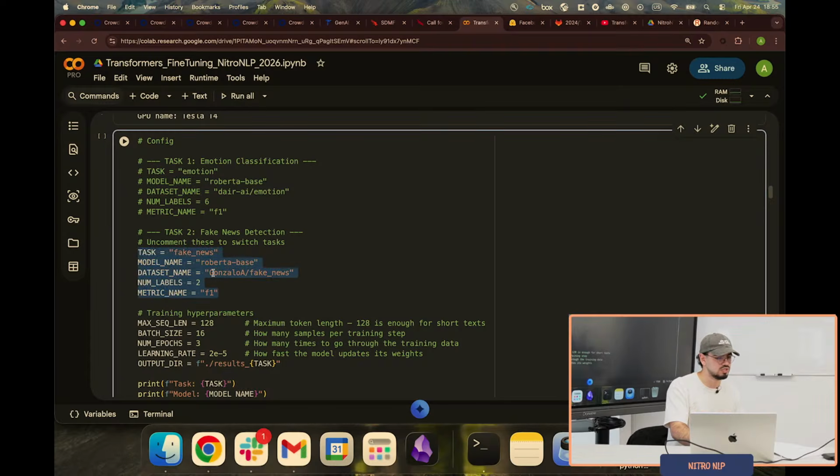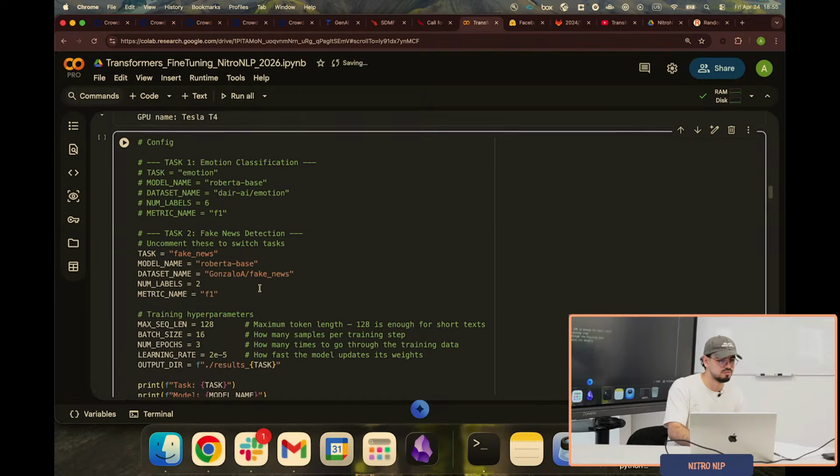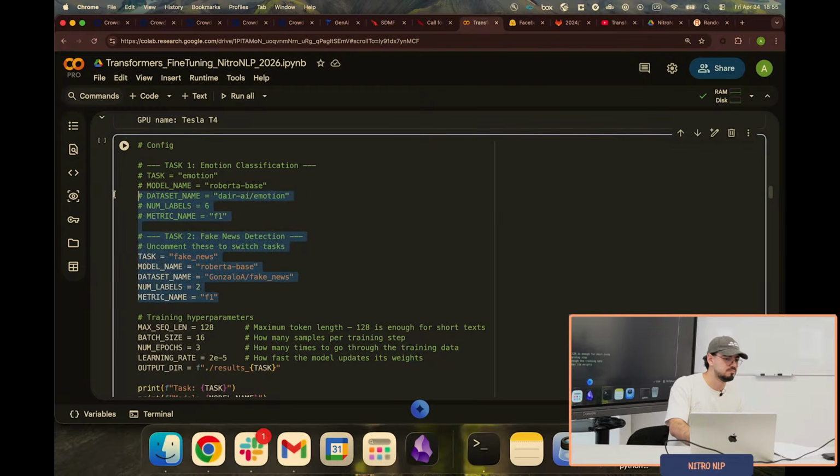and it goes to fake news. The only things that change are the model, the dataset name, the number of labels, and the task. The task parameter I used only to declare some more data to test on, nothing too wild. So you can test it out yourself, even on your own data if you want.